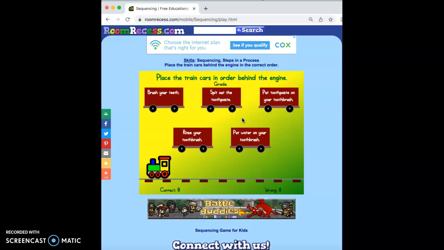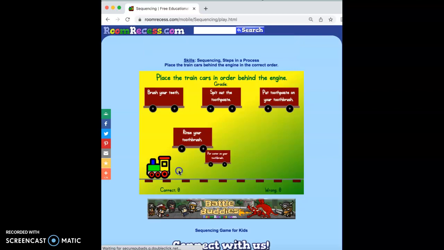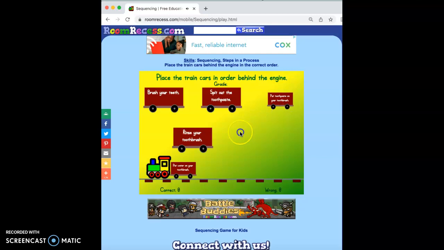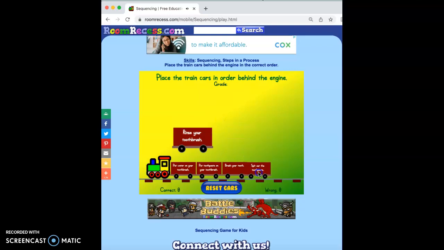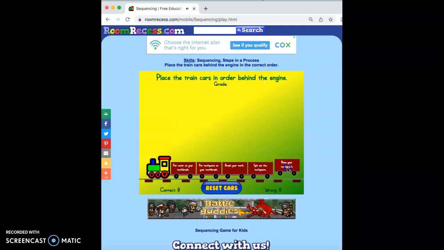So, first things first, we put water on your toothbrush. Then, we put toothpaste on your toothbrush. After that, you brush your teeth. And now you have to spit out the toothpaste and rinse off your toothbrush.